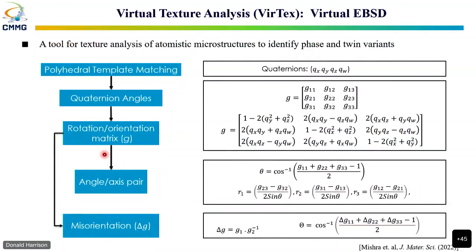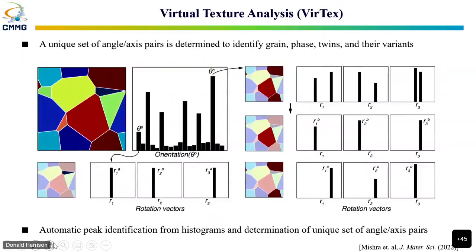And this rotation matrix allows you to look at angle-axis pairs, and you can generate a misorientation map or an orientation map. This tool did not exist before, so all we did was implement the theory that allows us to build a virtual EBSD map. And the idea is similar for each microstructure. You have grains of different orientations. What we do is we generate an orientation histogram for all the grains.